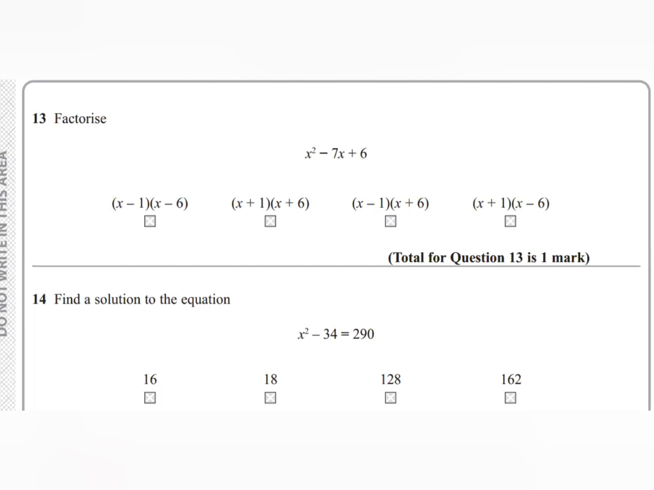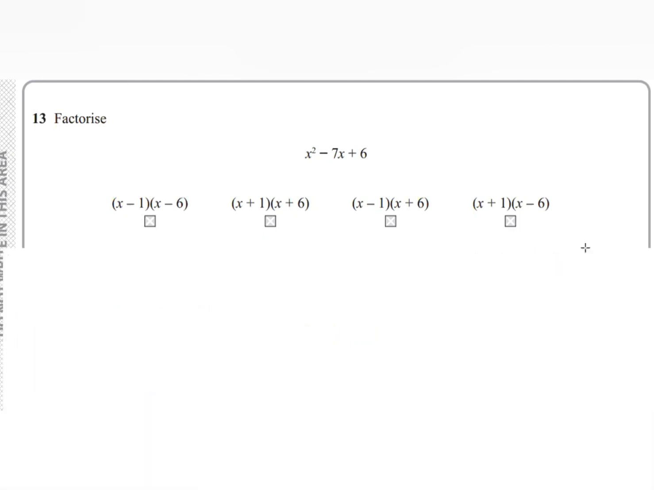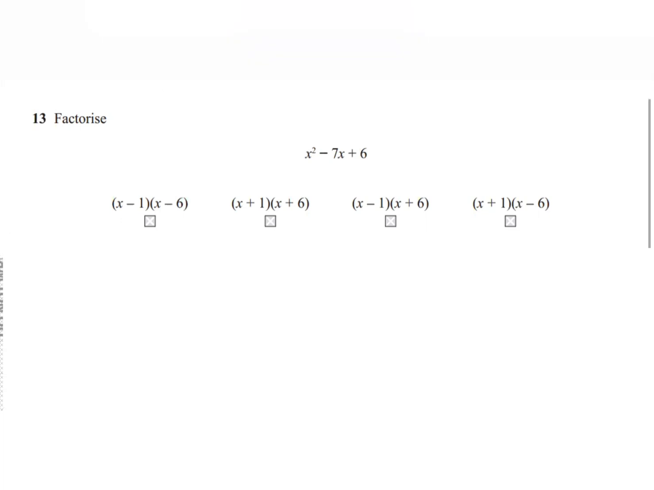In question 13, we have to factorize. Factorizing or finding the factors of these questions depends on steps that we have to understand. I put a video to explain this more, but I will explain it again here, okay? Now, here we have x squared minus 7x plus 7. First step we do is what?